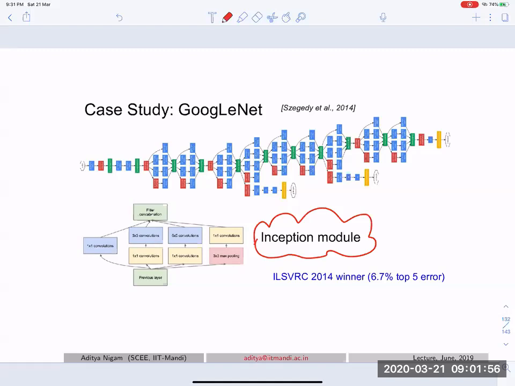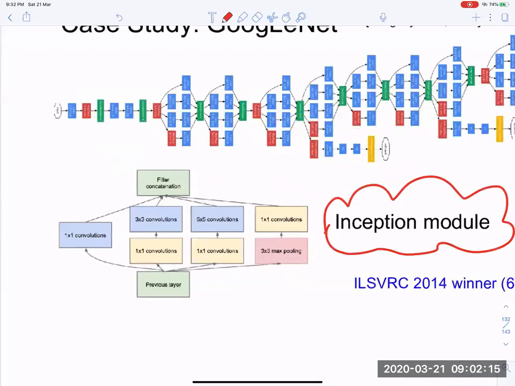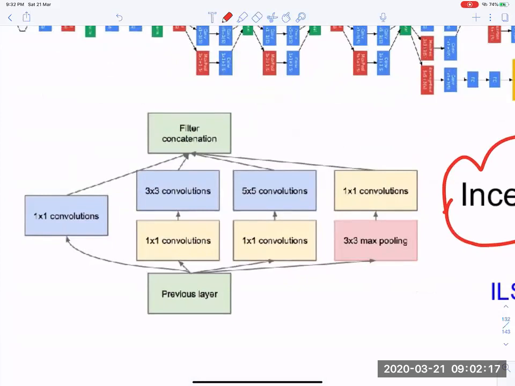This network says that you need not commit to a single size or the single filter size. It says that at every layer we are going to apply multiple size filters. What it has done is actually being shown over here. This is my previous layer. This is my next layer output.